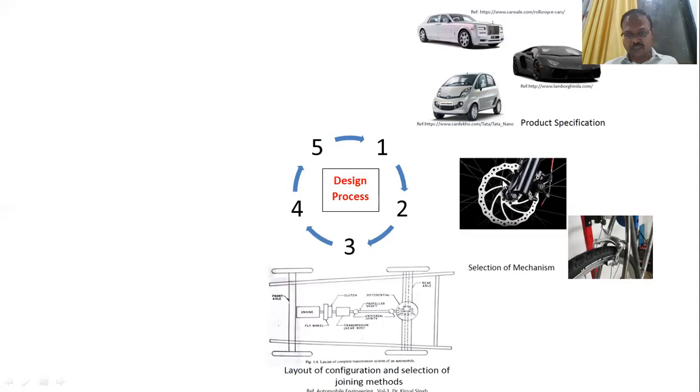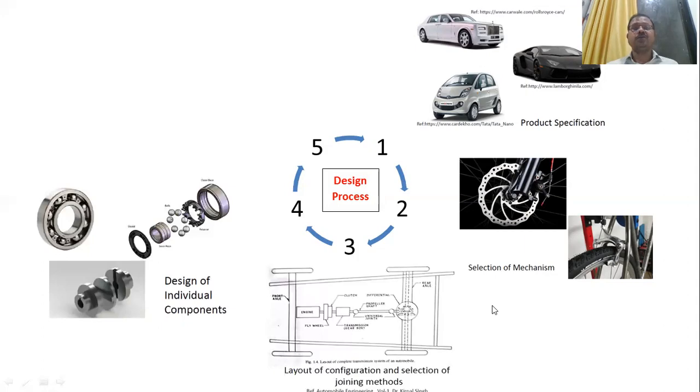Now the next step is related to the configuration, layout of configuration and selection of joining details. Here we are seeing a typical layout of an automobile system. What will be the position of the engine, clutch, transmission, propeller shaft, then the differential mechanism, live axle, dead axle, hubs, and all those things. What will be the different joining methods that will be used? That is nothing but the layout of configuration. It is a highly creative step.